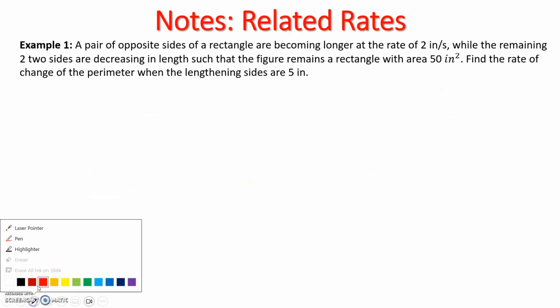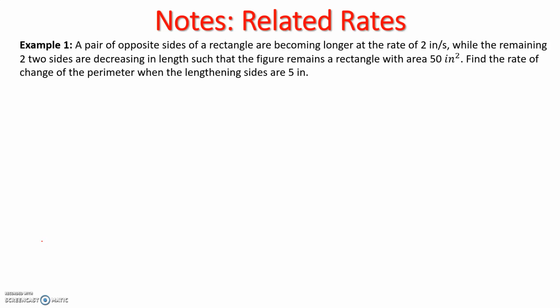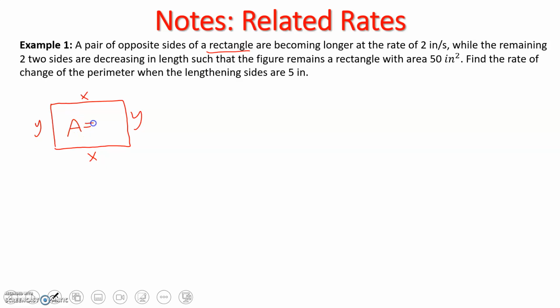All right, first thing we're going to do after reading the problem is try to sketch a picture to represent this. We see that this problem is about a rectangle, so we're going to start with a rectangle. It says a pair of opposite sides are becoming longer. How about we say the sides that are getting longer are these sides here that I've labeled with x. The remaining sides, let's call them y, are decreasing in length, such that the area of this rectangle is always 50 square inches. Now, we would like to find the rate of change of the perimeter when the lengthening sides are 5 inches. So let's take a look.